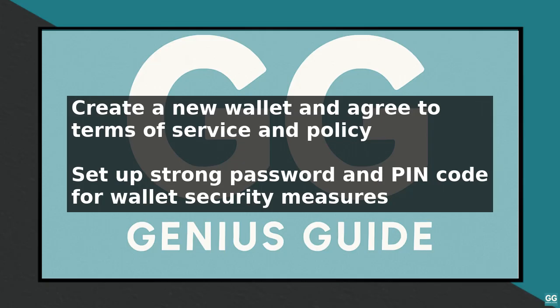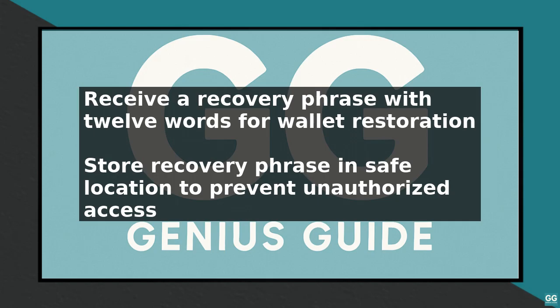After setting up your wallet, you can start adding cryptocurrencies to it. Trust Wallet supports a wide range of coins, including Bitcoin, Ethereum, and many others. To add a new coin, simply click on the Add Coin button and select the coin you want to add from the list of available options.